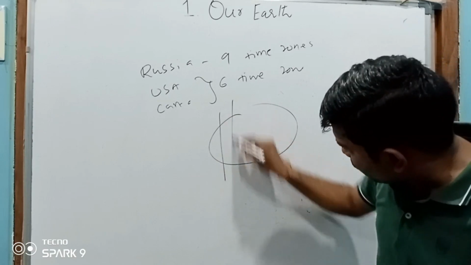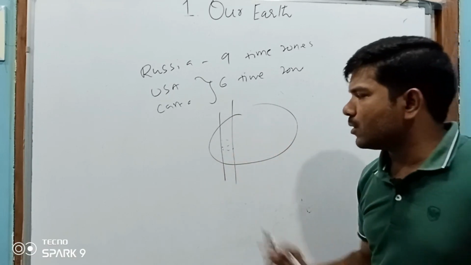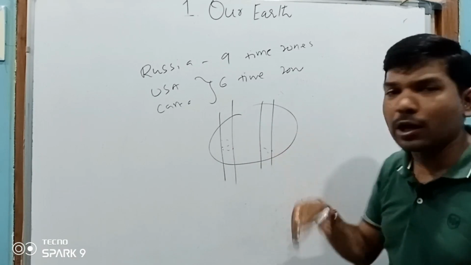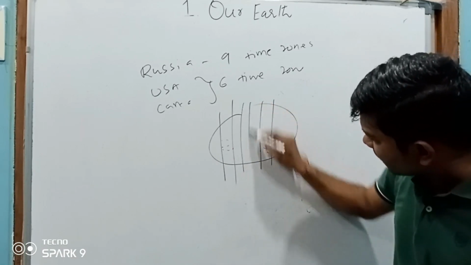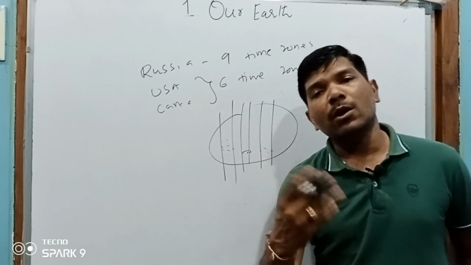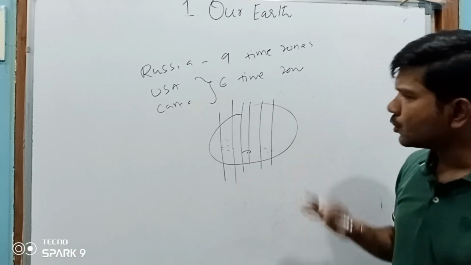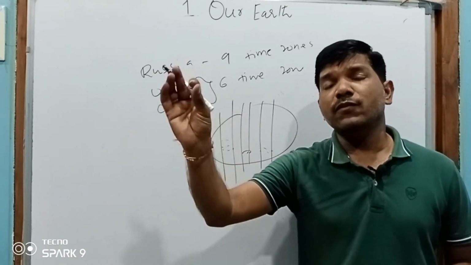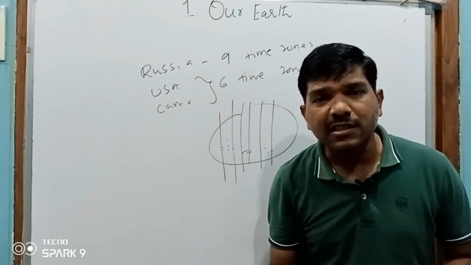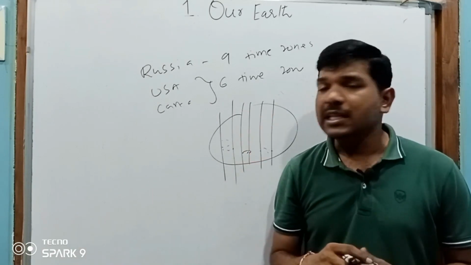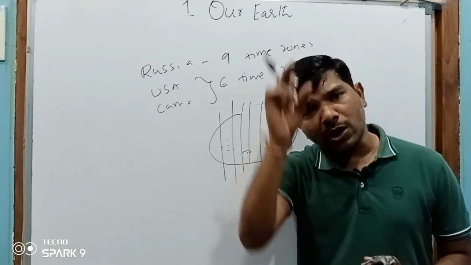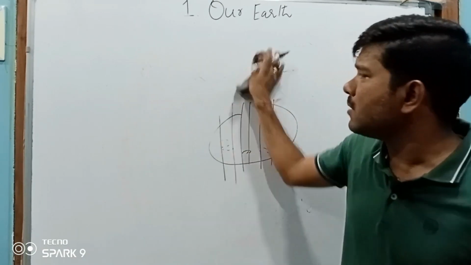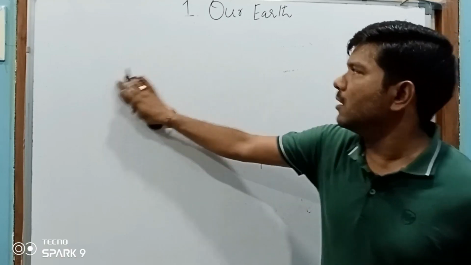Those people in this longitude follow a particular time. Those people in this longitude follow a different time. Those people in between this longitude follow a different time. Like Russia also, whichever longitude they have finalized as their standard time, they have to follow accordingly. This is how we can calculate the time and avoid the confusion.